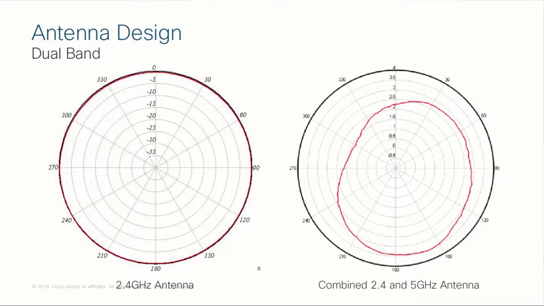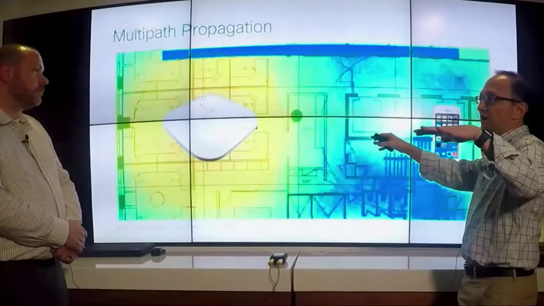So really what falls out of this, it's really important to understand and see the azimuth and the elevation plane diagrams. Just understand what the coverage is, and that's going to help you understand how your wireless coverage will be designed in the area.